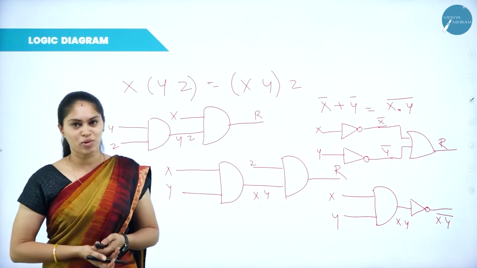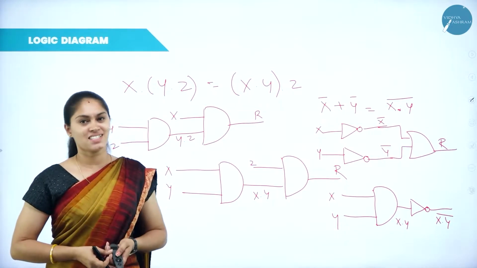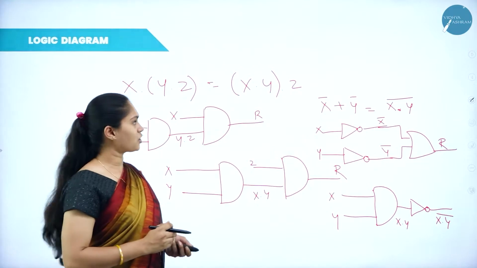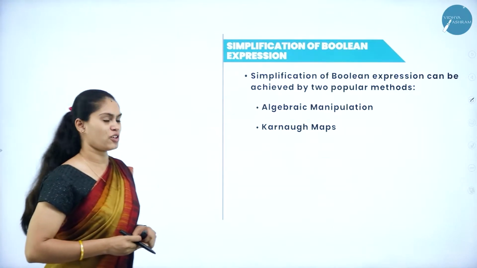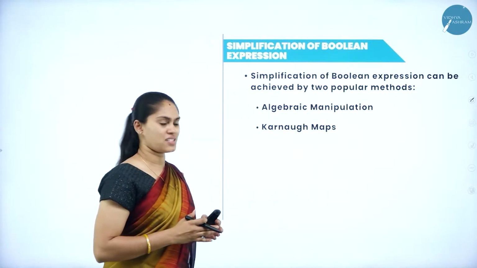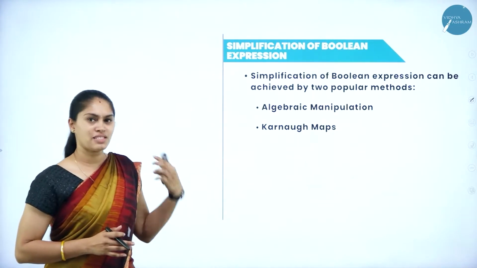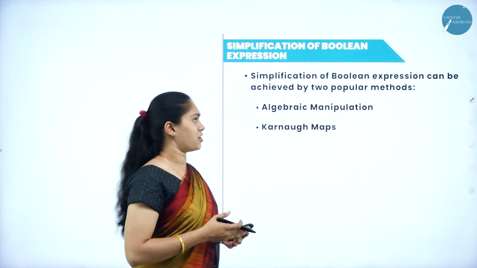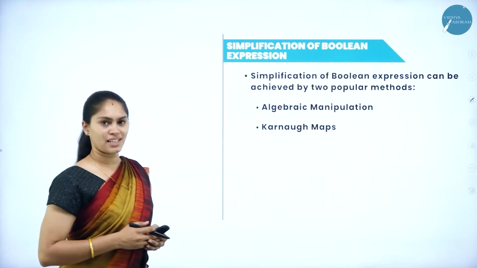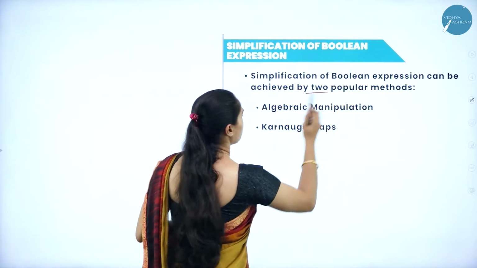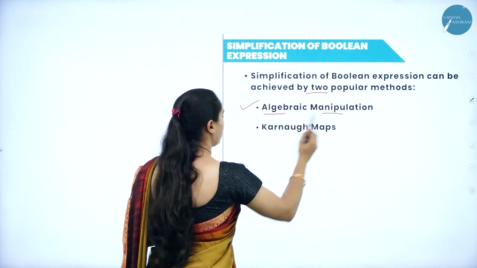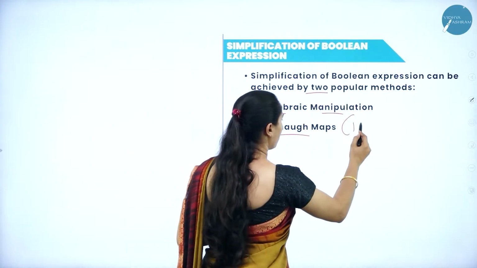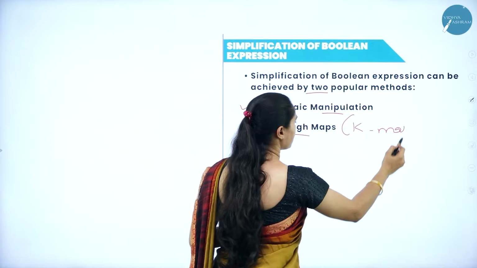Take some more Boolean expressions and write their logic diagrams. We'll see the next concept, that is simplification of Boolean expressions. As I told, in order to reduce the complexity, we are going to do the simplification of Boolean expressions. This can be done with two methods: one is algebraic manipulation and another one is the Karnaugh map. In short, it will be termed as K-map.